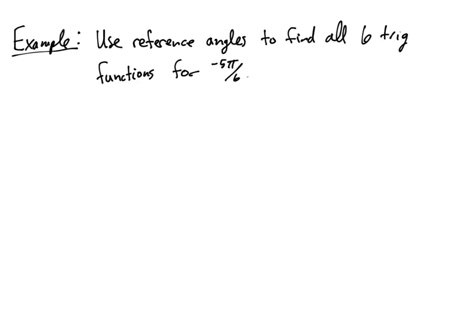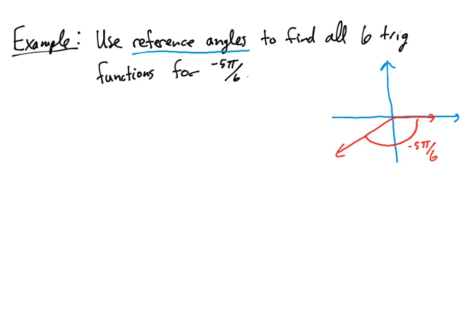All right, this one says, use reference angles to find all 6 trig functions for -5 pi over 6. Because it says to use reference angles, let's first figure out what the reference angle is for 5 pi over 6. Well, recall, reference angles are the angles that get us back to the x-axis. This angle is negative, so -5 pi over 6, so we're going to be going clockwise here. End up something like this. So -5 pi over 6. So the reference angle is going to be this guy right here.